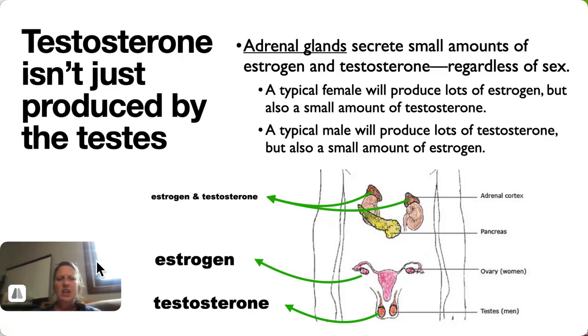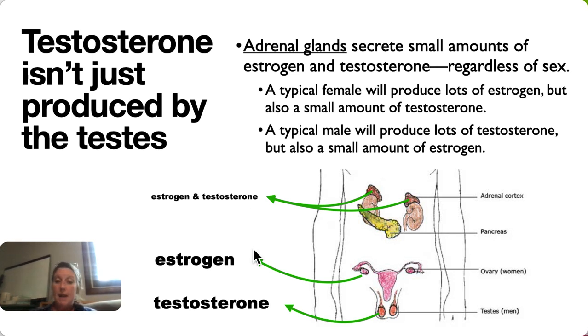Okay, so let's talk a little bit more about these hormones that are making all of this happen. Now, we know that testes produce testosterone, ovaries produce estrogen, but those two hormones are not just produced in the gonads. We also have these glands called adrenal glands. Ad means on top of, renal is kidney. So these are the things that look like little hats on top of our kidneys, and they produce a number of things, but among them are estrogen and testosterone. Not a lot, but some.